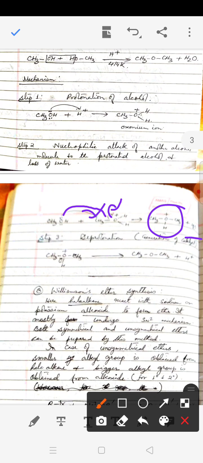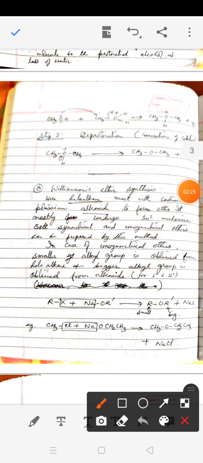Now we see we have almost got the product, but only this H is extra. So we have to get rid of this H. So step 3, we have to do deprotonation to release the catalyst which was used in step 1. So that's how we get a symmetrical ether by dehydration, intermolecular dehydration of alcohol.